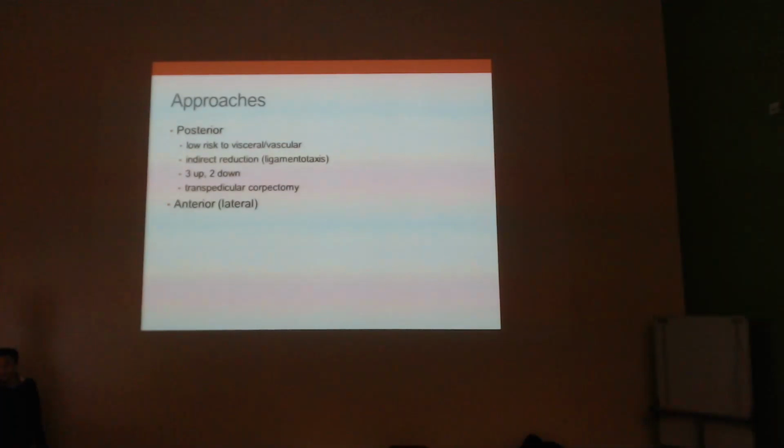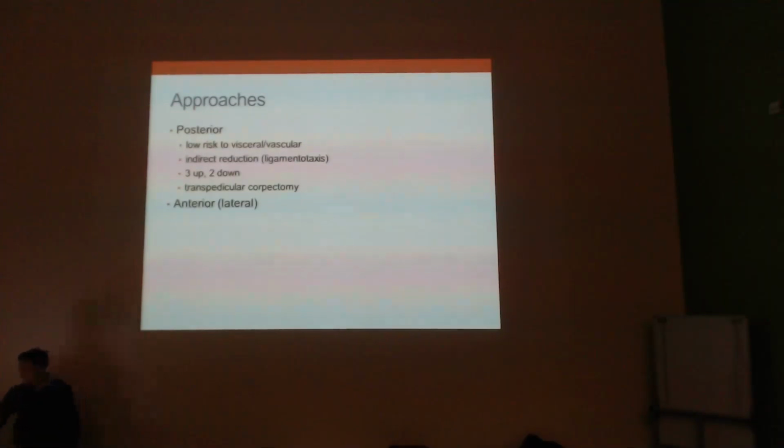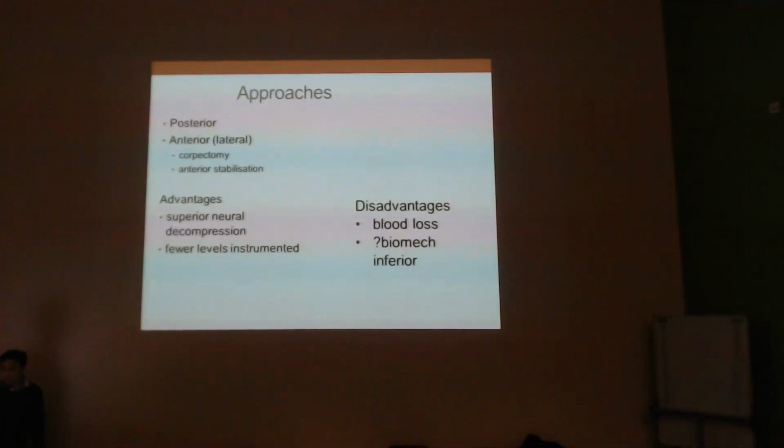Sometimes you can also do a transpedicular corpectomy. This is not really trauma, but more metastatic disease. So the anterior approaches. The advantage is you can get superior neural decompression. You can take out fragments that are pressing into the canal from the front. You can also instrument fewer levels, in other words just go up and down, put a cage in. But the disadvantage is there's significant blood loss, and some people say it may be biomechanically inferior.